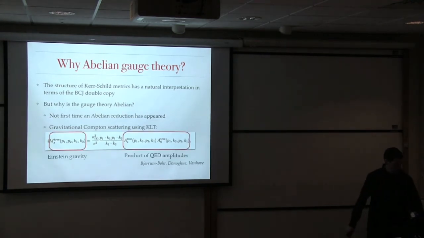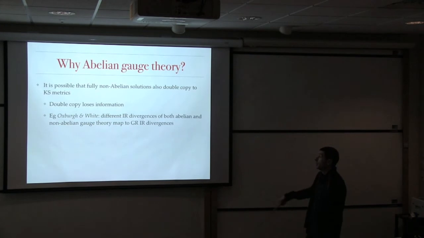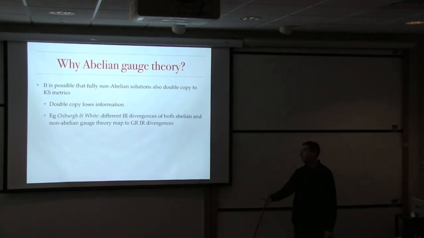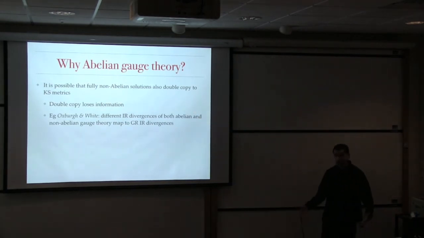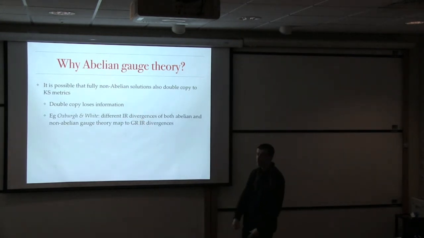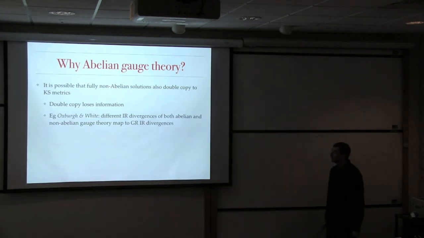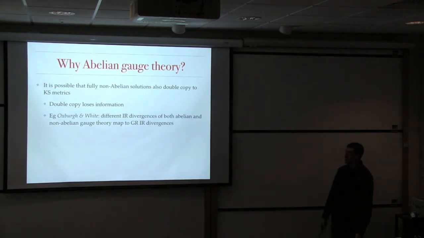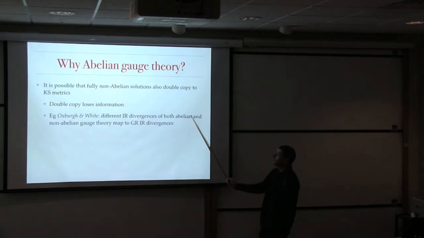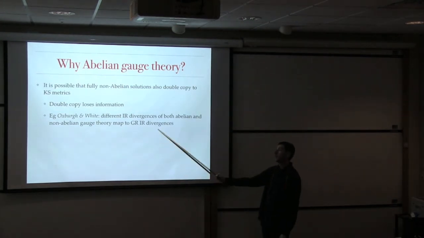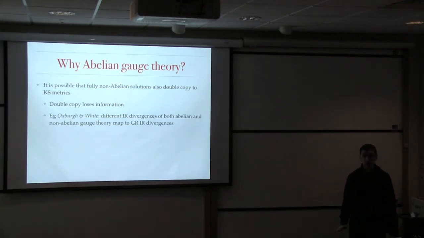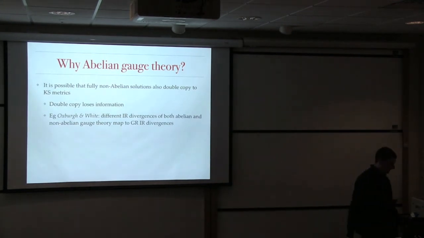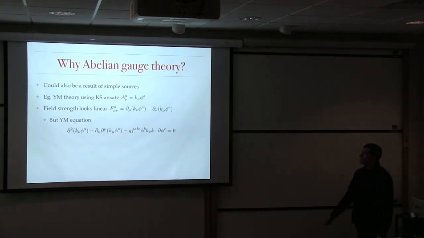That could be related. Another possibility, of course, is that fully non-abelian solutions could double copy to exactly the same Kerr-Schild metrics as the abelian solutions double copy. So this double copy has the property that information seems to be lost. There's an explicit example of this in a paper of Chris White and his student. They considered the IR divergences in an abelian gauge theory and a non-abelian gauge theory, which are different, and showed they both double copy to the same gravitational infrared divergence. So the differences between these two just cancel out when they did the double copy. I won't go into this.